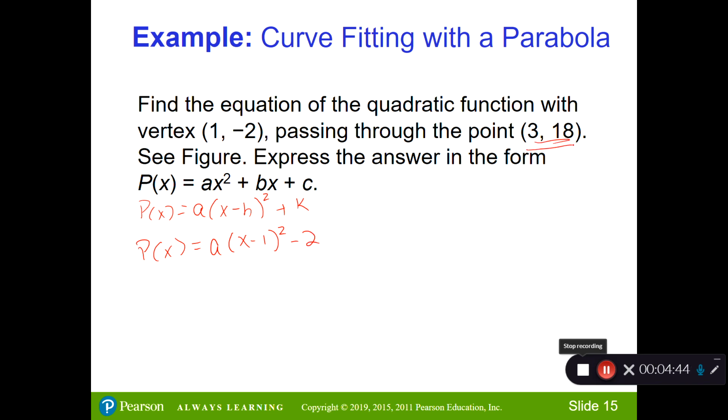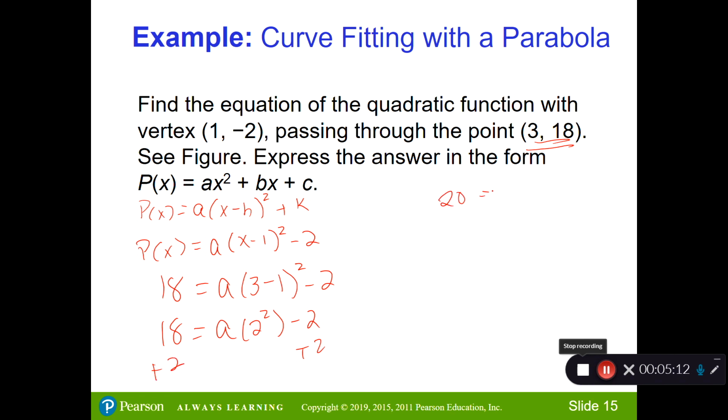Now I'm going to use this point to figure out the a value. I have to get back 18 when I plug in 3 for the x. So I'd have 18 equals a times 2 squared, minus 2. Add this 2 to the other side, and I get 20 is equal to a times 4.